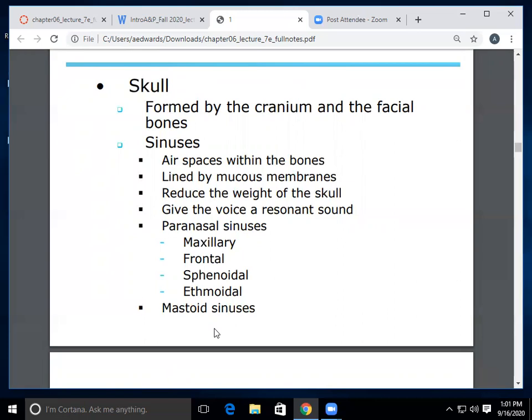You also have what we call paranasal sinuses. Okay, you got four of those: maxillary, maxilla, frontal bone, sphenoidal for sphenoid bone, ethmoidal for the ethmoid bone. You also have a mastoid sinus.